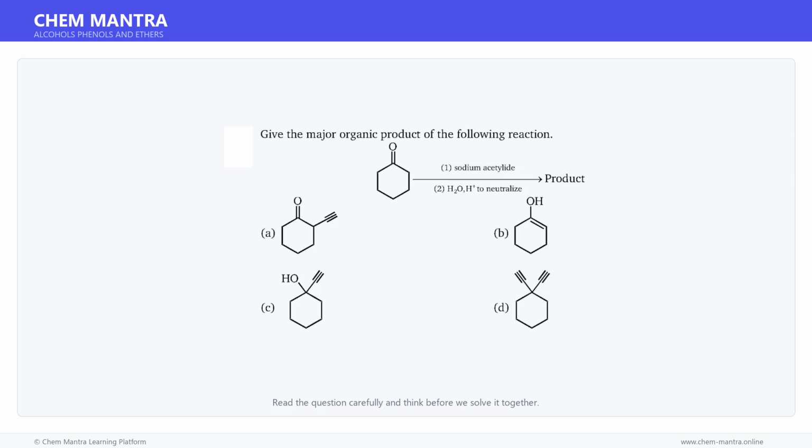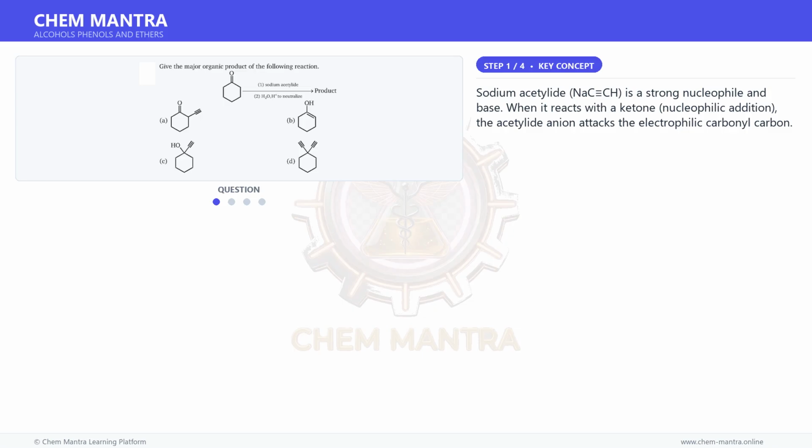Here is a question. Read it carefully and think about the answer. Let us solve it step by step. Let us first understand the key concept here. Sodium acetylide, NaC≡CH, is a strong nucleophile and base. When it reacts with a ketone, nucleophilic addition, the acetylide anion attacks the electrophilic carbonyl carbon.